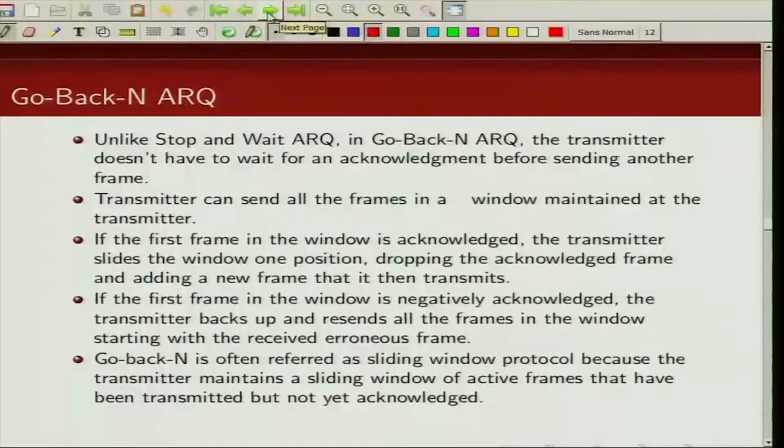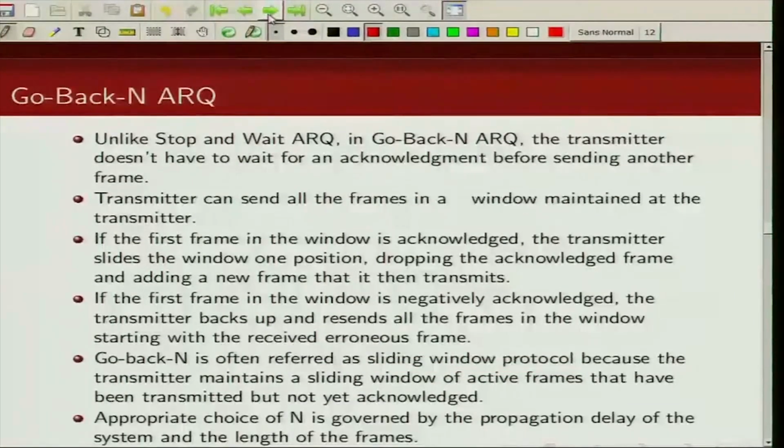So this go back N is often referred to as a sliding window protocol, because the transmitter maintains a sliding window of active frames that have been transmitted and for whose acknowledgements it is waiting, for those frames or packets.